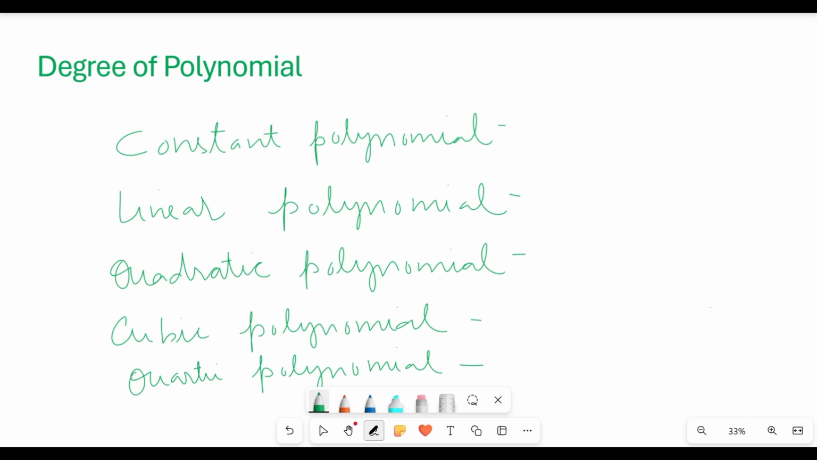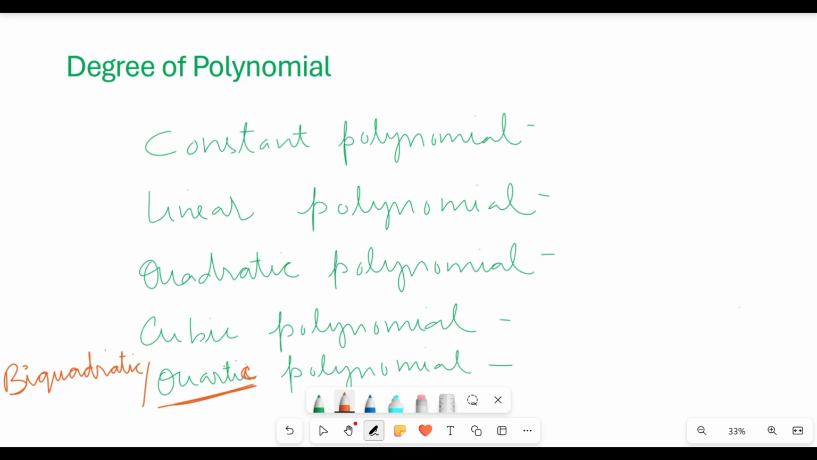Based on the degree, we can classify polynomials as constant polynomial, linear polynomial, quadratic polynomial, cubic polynomial, and quartic. This is a quartic polynomial. We also call it biquadratic. Quartic polynomial and biquadratic polynomial are the same thing.